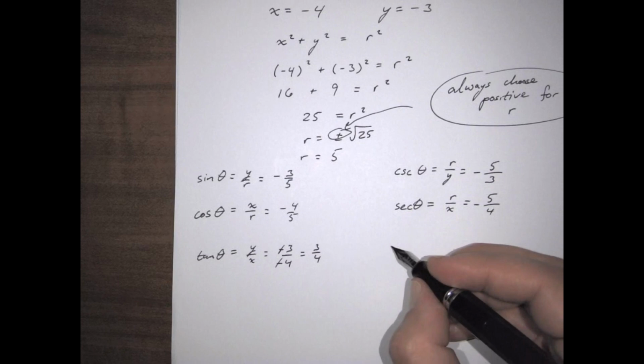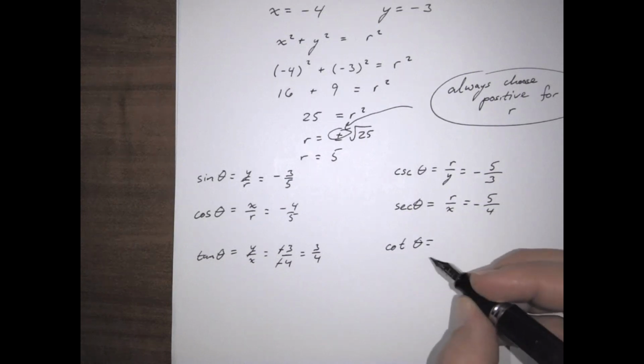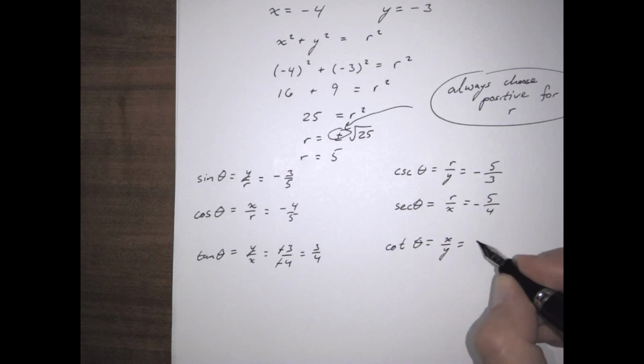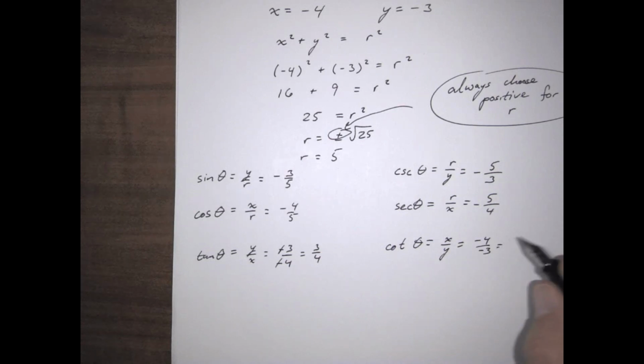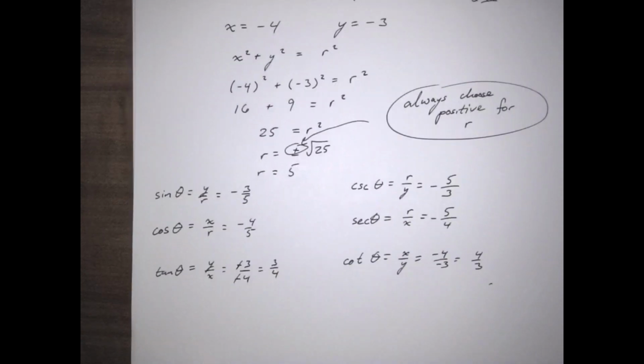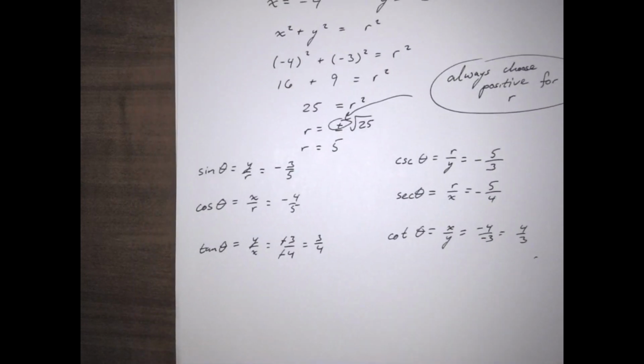And then finally, cotangent theta is equal to x over y, which is negative 4 over negative 3, which is then equal to 4/3. And now a quick reality check. That was the one that we were given to start with. And it all checks out. So that's how that goes.